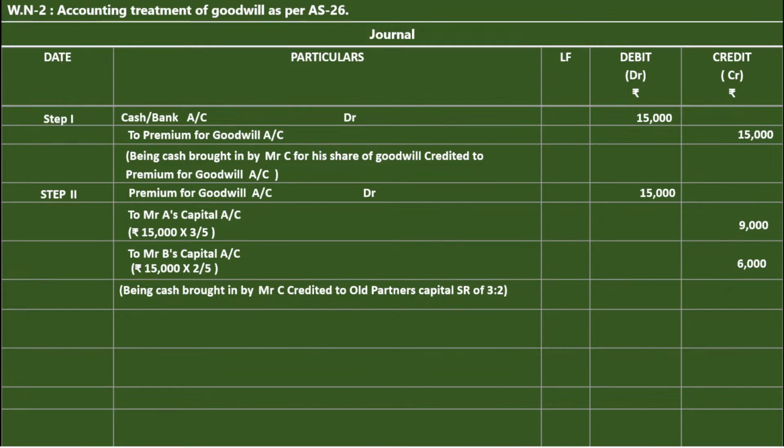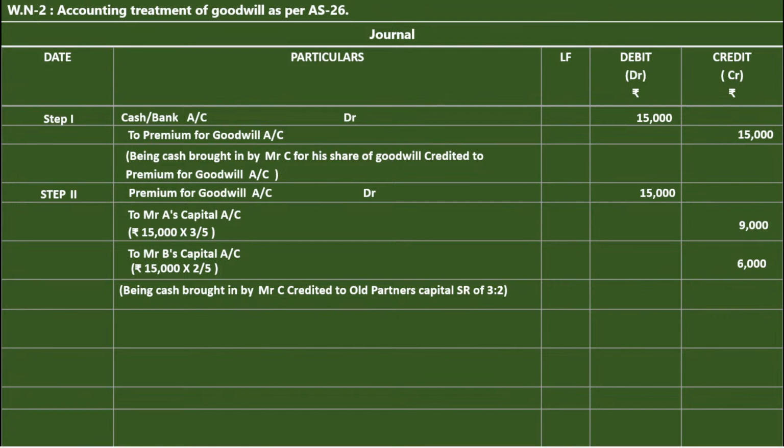3:2. So now summarize it. When the new partner brings the cash for goodwill, we have to follow 2 steps. Step number 1, cash or bank account debit to premium for goodwill. Second step is to distribute that goodwill amount between or among the old sacrificial partners. So in order to close the premium for goodwill account, earlier it was credited, now it should be debit. Premium for goodwill account debit to Mr. A's capital account, to Mr. B's capital account.